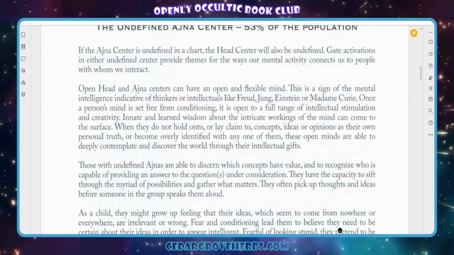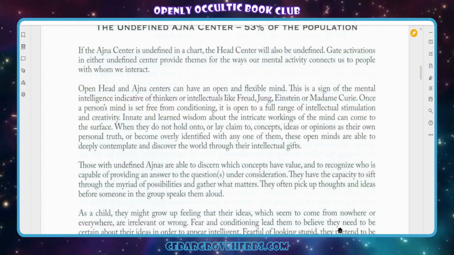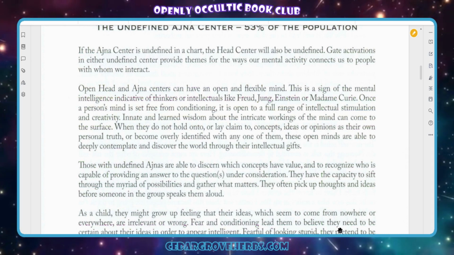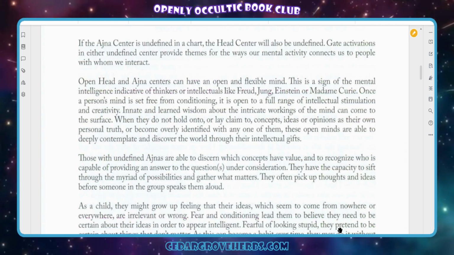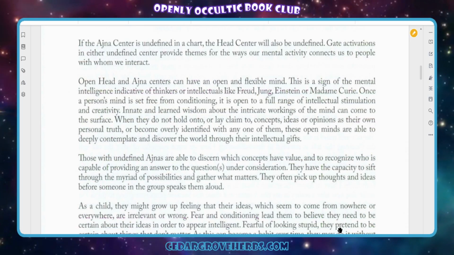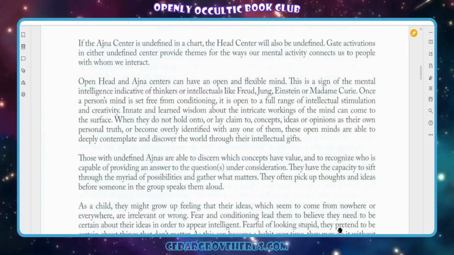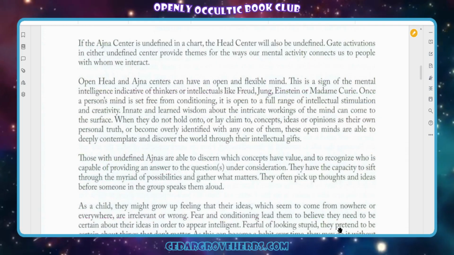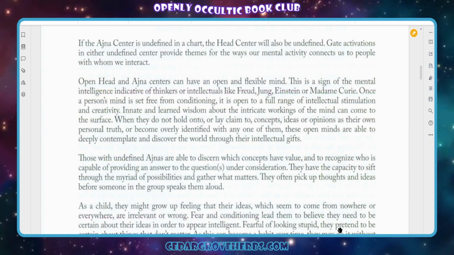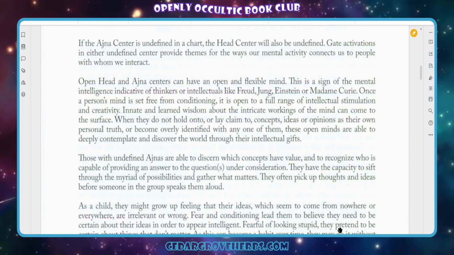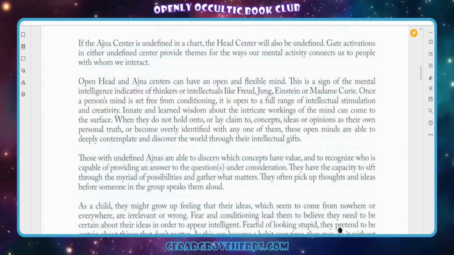Open head and Ajna centers can have an open and flexible mind. This is a sign of the mental intelligence indicative of thinkers or intellectuals like Freud, Jung, Einstein, or Madame Curie. Once a person's mind is set free from conditioning, it is open to a full range of intellectual stimulation and creativity. Innate and learned wisdom about the intricate workings of the mind can come to the surface. When they do not hold on to or lay claim to concepts, ideas, or opinions as their own personal truth, or become overly identified with any one of them, these open minds are able to deeply contemplate and discover the world through their intellectual gifts.